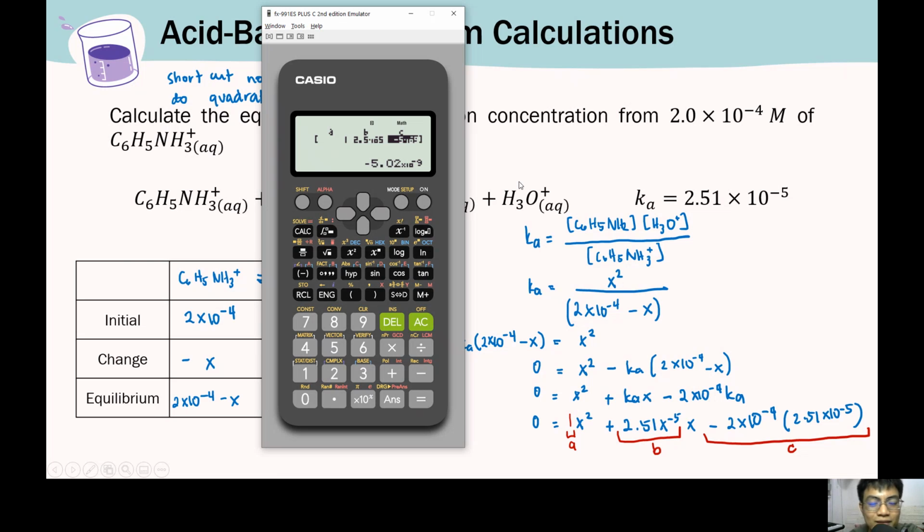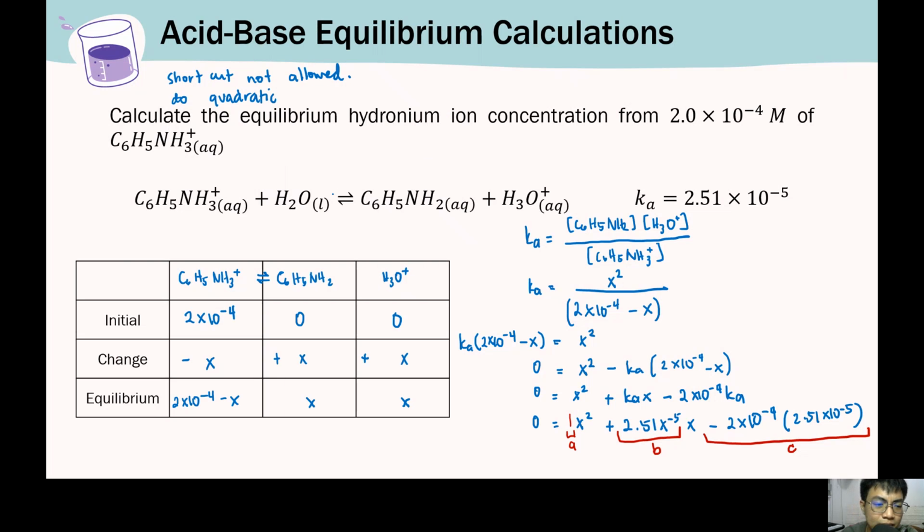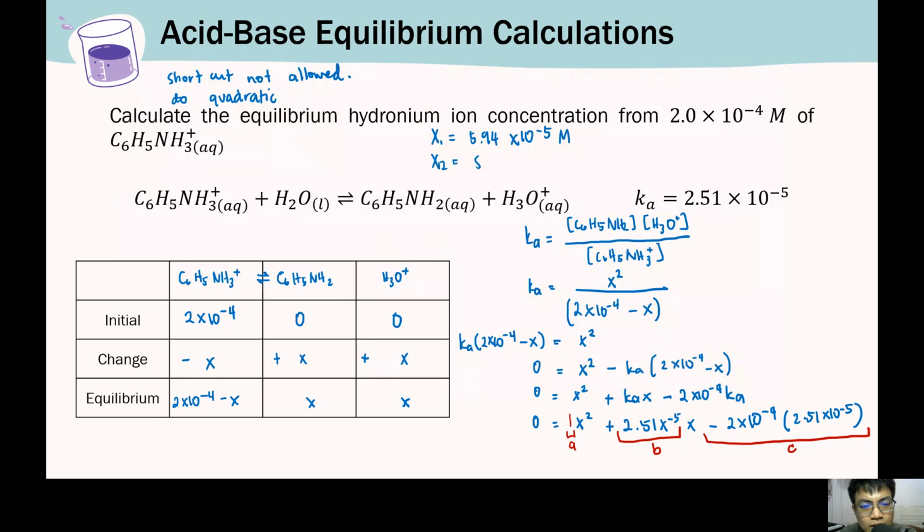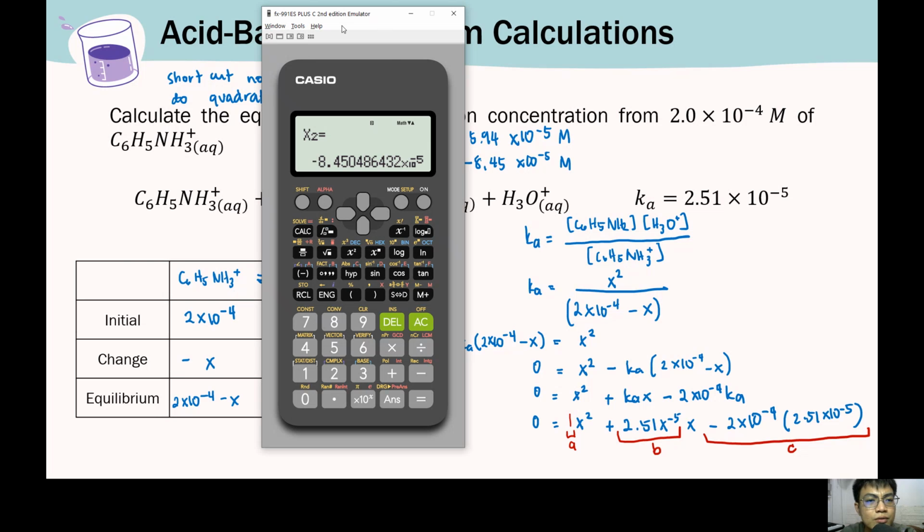Ayan. Okay, so it's negative 5.09 times 10 raised to negative 9. So I'll press the X twice. Okay, so this is the first X value. It's 5.94 times 10 raised to negative 5. Okay, so that's the molarity. And the second one is negative 8.45 times 10 raised to negative 5. Okay, so those are the two roots.